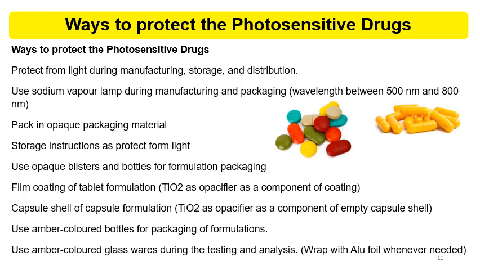Also, do not use clear capsule shells. Use the capsule shells with TiO2 as an opacifier, and that opaque empty capsule shell can be used to fill the photosensitive APIs and the formulation. Use amber colored bottles for packaging of the formulations which are photosensitive. Use amber colored glasswares during testing and analysis.